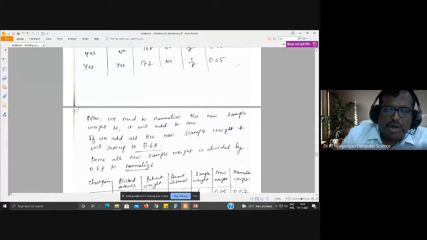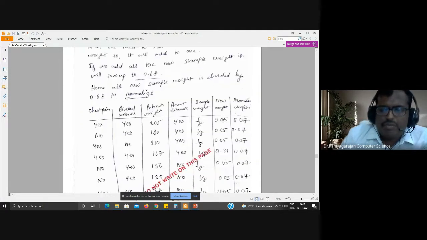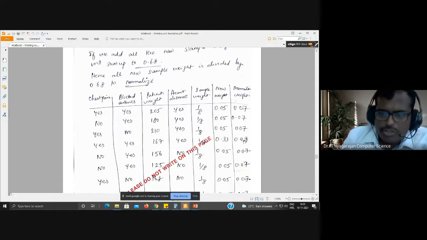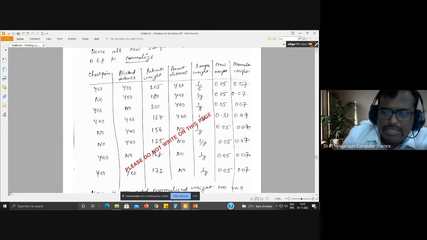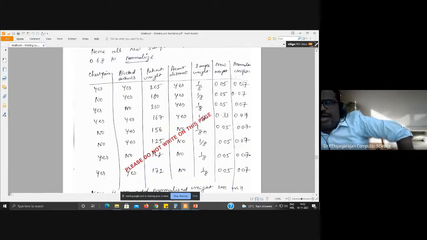If we add all the new sample weights, they sum up to only 0.68. It is not summing up to 1. So in order to normalize it, we will divide each value by 0.68. If you divide every new weight by 0.68, you will get the new normalized weight. It's 0.07, 0.07, 0.07, and the fourth row, which is the incorrectly classified data, will get 0.49. And the rest of the rows will get 0.07. Until then, it is clear? Yes, sir. Okay, good.